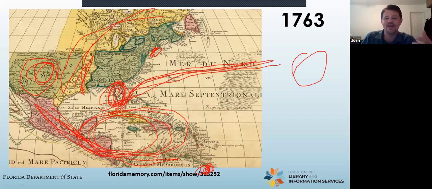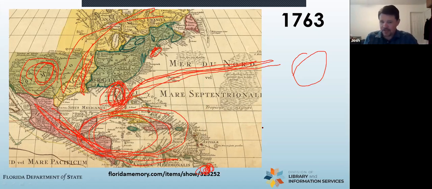So even if Florida itself does not yield up the gold and the silver and the jewels and all those things, it's a very important strategic location, and that's going to drive a lot of the history that we talk about today in all of this.